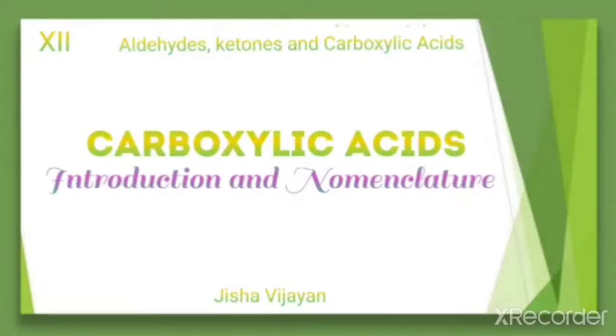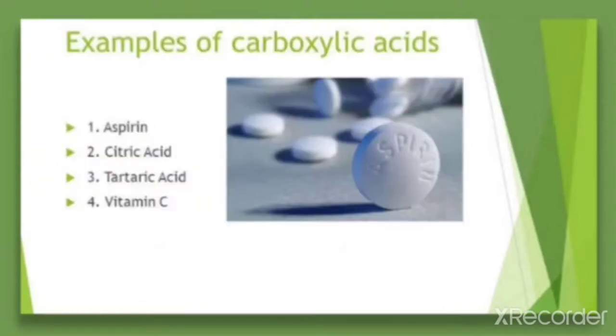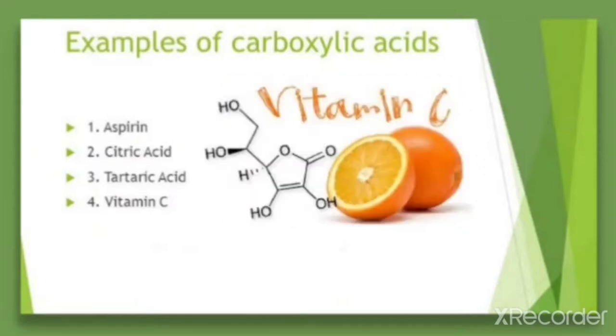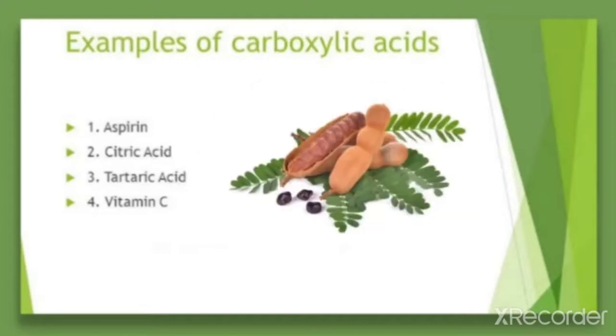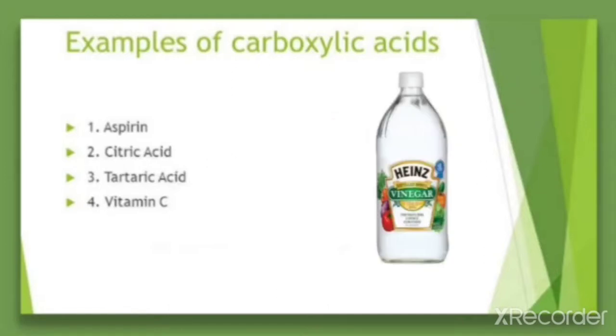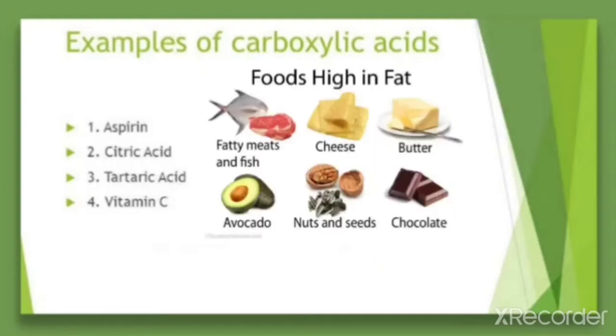Hello students, in this video we are going to discuss the introduction part and the nomenclature of carboxylic acid. Carboxylic acid is quite familiar in our day-to-day life, as we are using aspirin, that is carboxylic acid, citric acid, which is found in citrus fruit, tartaric acid, which is found in tamarind, and acetic acid, which is found in the vinegar which we are using at home, and also the fatty acids which occur in the natural fats, as it is shown here.